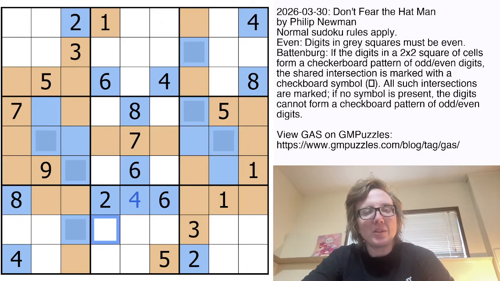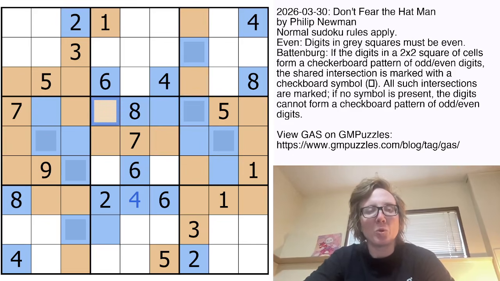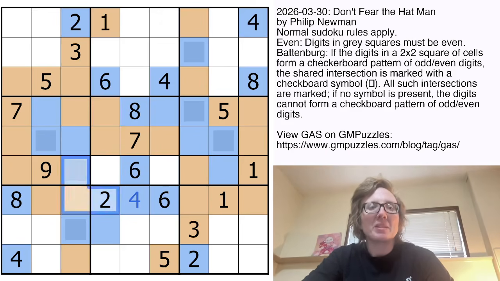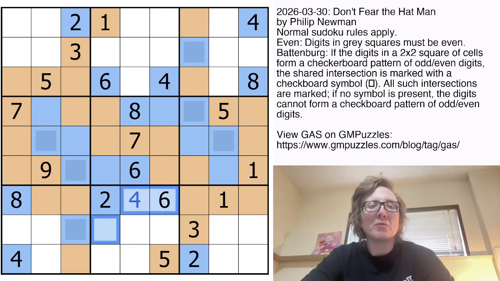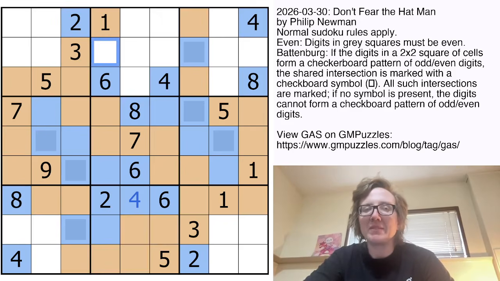Okay, what next? This has to be even because otherwise I would have a checkerboard pattern here. And likewise, this also has to be even because otherwise I would have a checkerboard pattern right here. That makes this odd because I now have all of my evens in row 4. This guy has to be even, otherwise I would have a checkerboard there. And that makes this odd. I have all 4 of my evens in region 8, so the rest of the digits there are going to be odd. I have all 4 of my even digits in column 4. So that's now going to be odd.